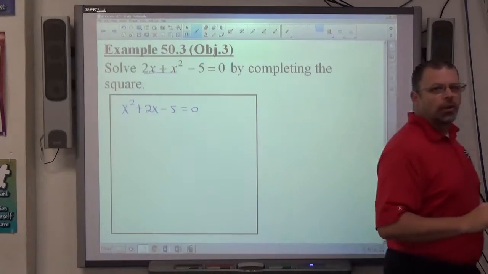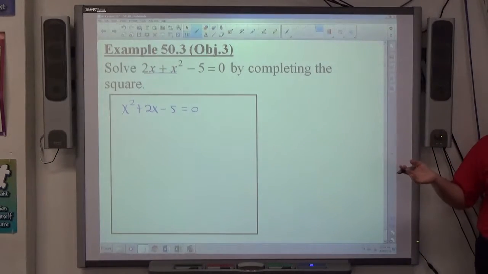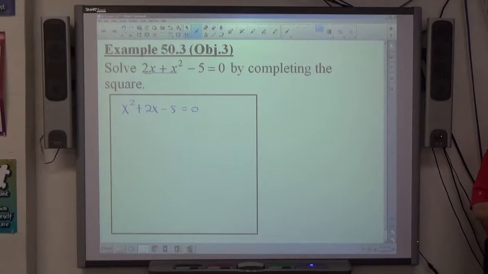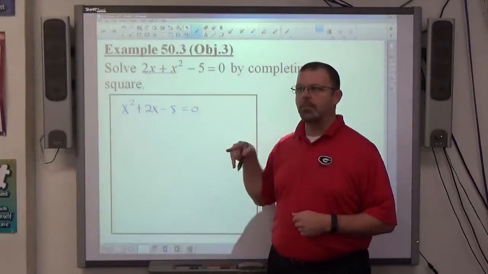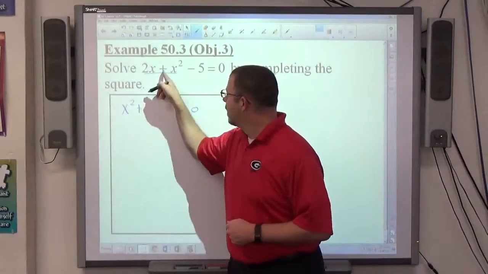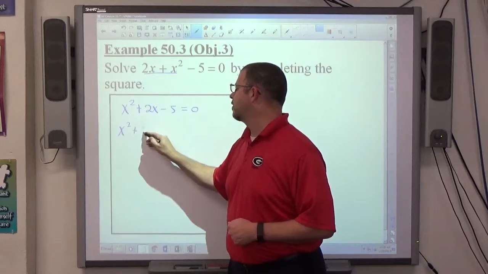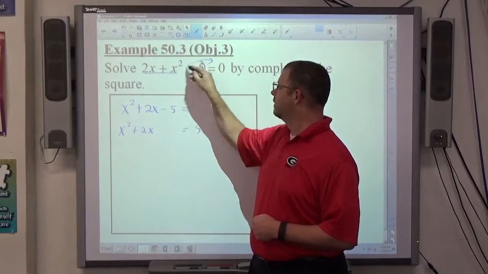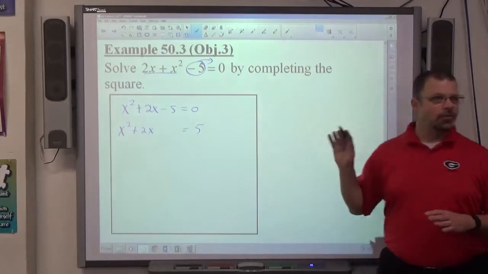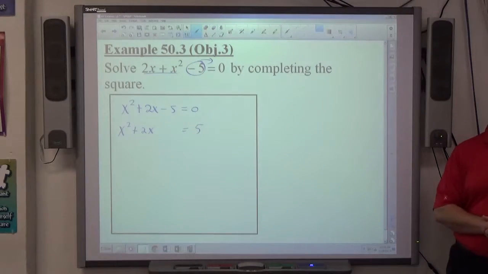Hopefully, after you've done 8 to 10 of these, you're going to become comfortable enough that you can combine steps 1 and 2 into one step. I could have just easily put this minus 5 over here and left the gap. So I could have started off making this x squared plus 2x, move the minus 5 over, right? At whatever point you're comfortable doing that, by all means do it. That's how I do it every time myself.